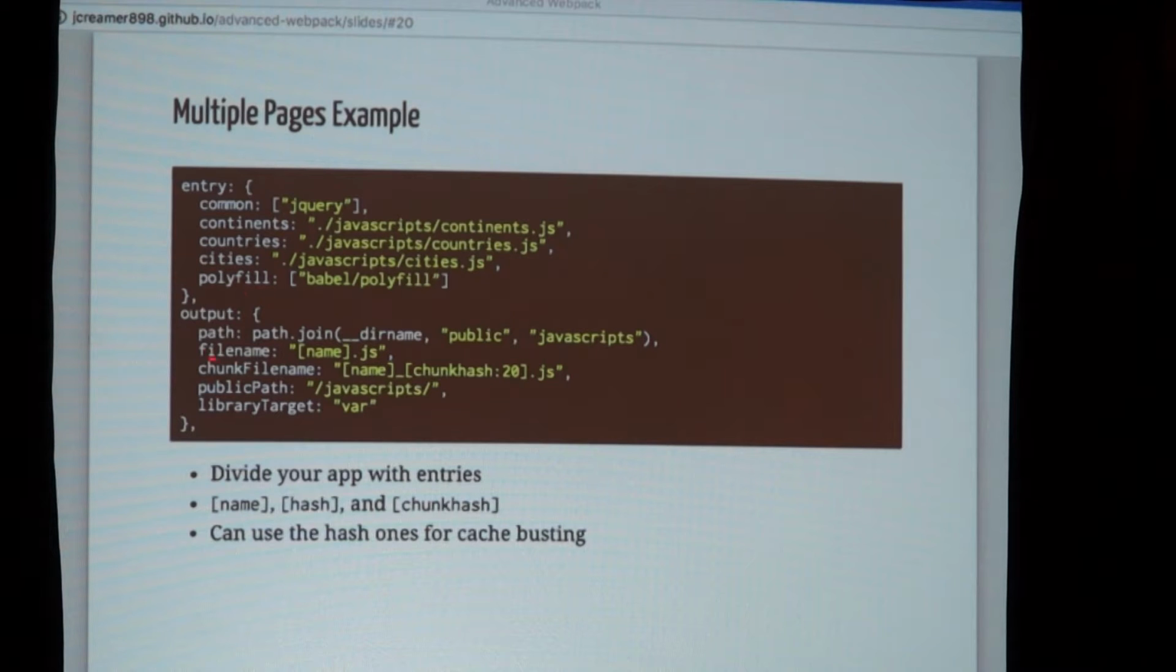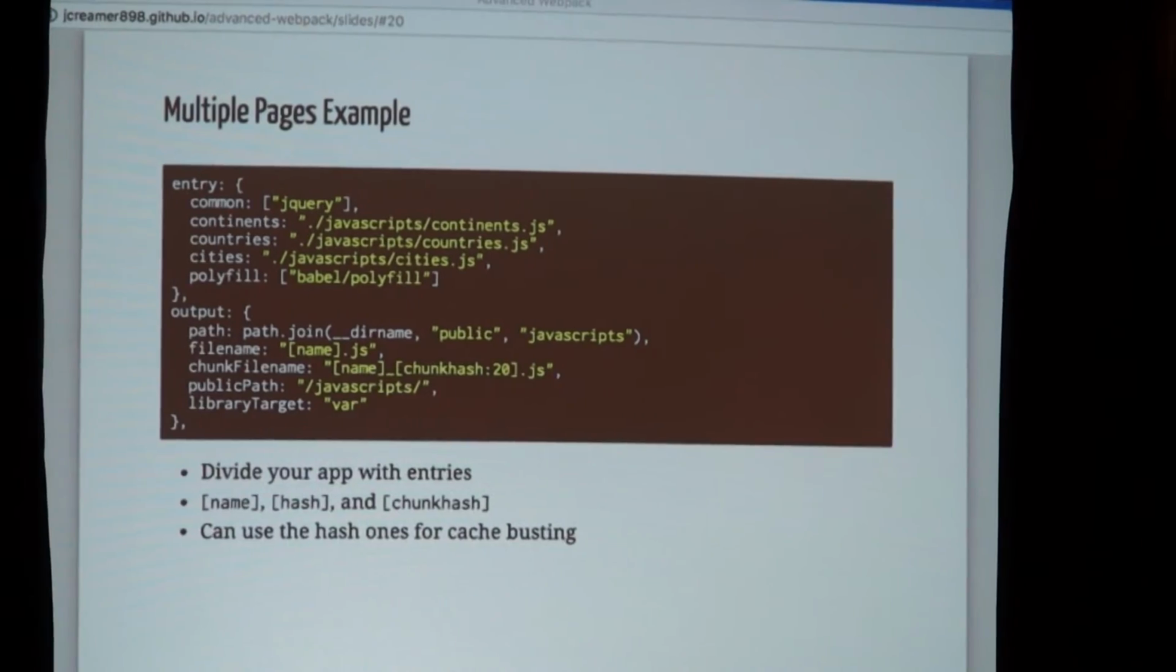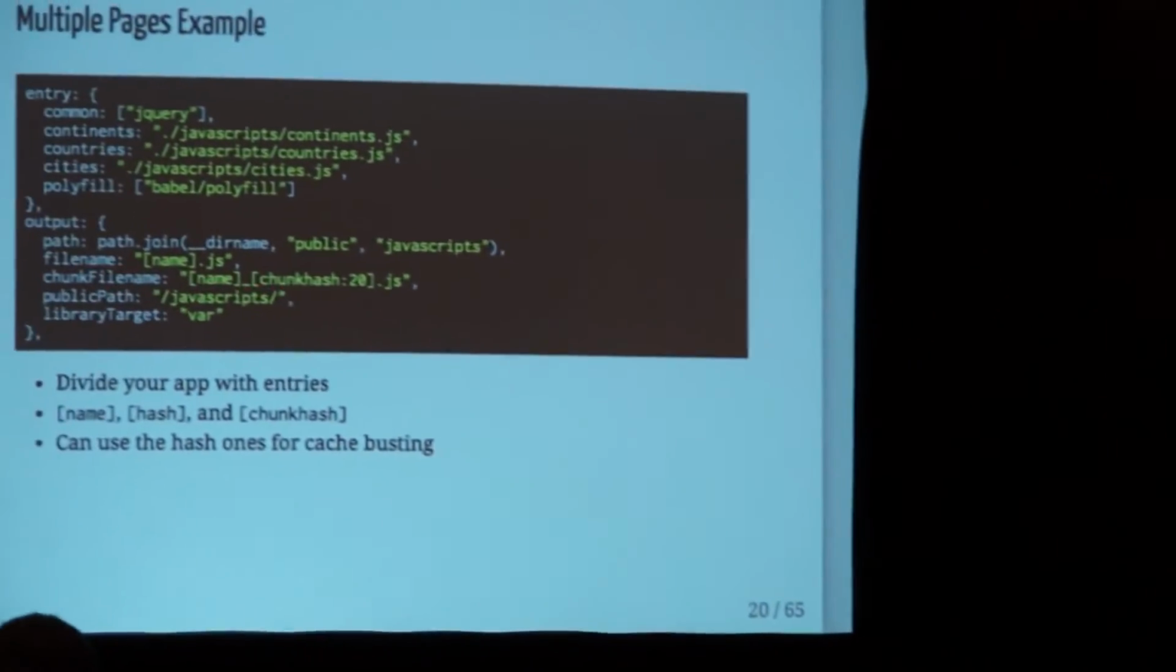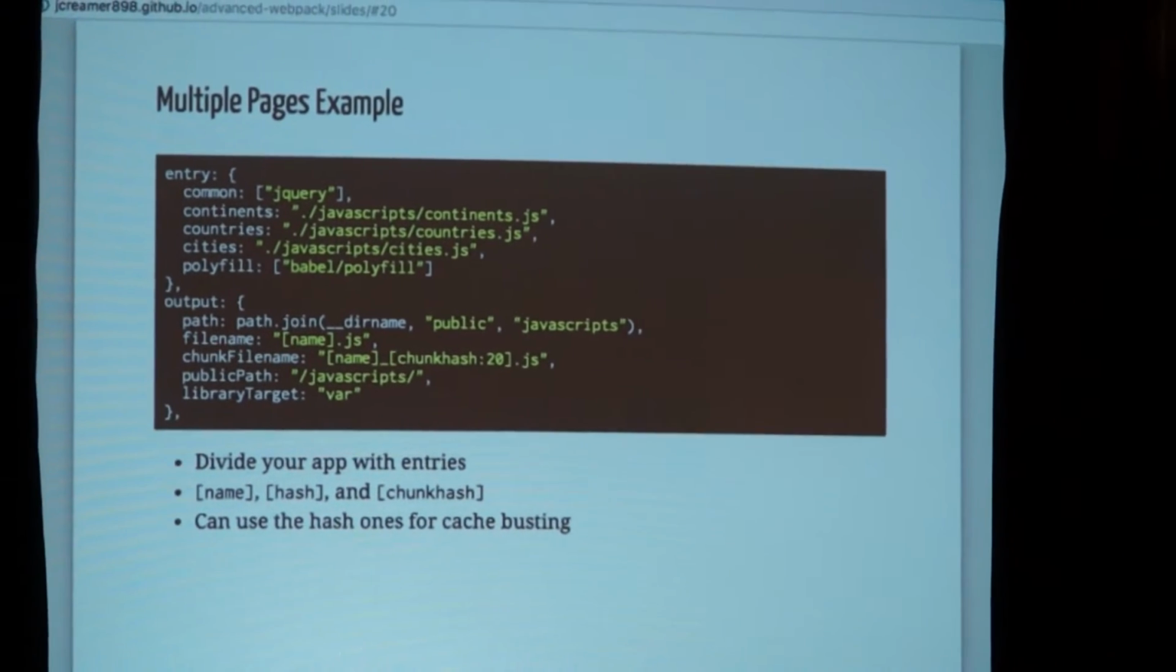Then what you have to do is slightly adjust your output. I want it to go to public JavaScripts here. And then you have to use this kind of funky looking square bracket name JS thing. There are 3 different things you can use in that. It's kind of like a template. So what ends up happening is you end up getting a common JS, a continents JS, countries, cities, and polyfill JS. That's all that means. So basically for each key in your entry, it'll spit out a file like that.